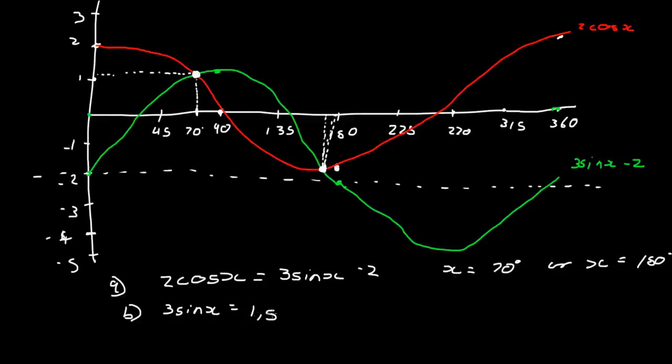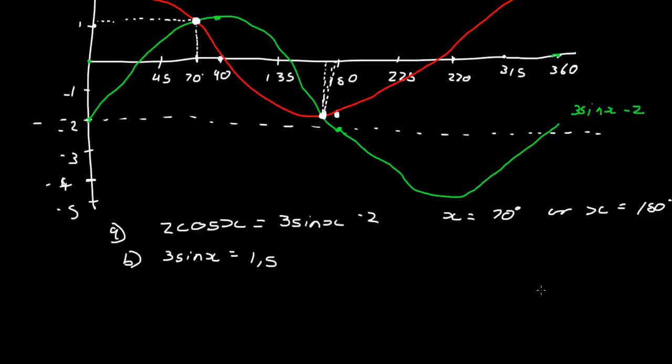Okay, B, 3 sine x equals 1.5. So here's the problem. We've got the graph of 3 sine x minus 2, not the graph of 3 sine x. Okay, so we've got the graph of 3 sine x minus 2. So how are we going to solve that one? Well, we're going to solve it with a nice little trick.